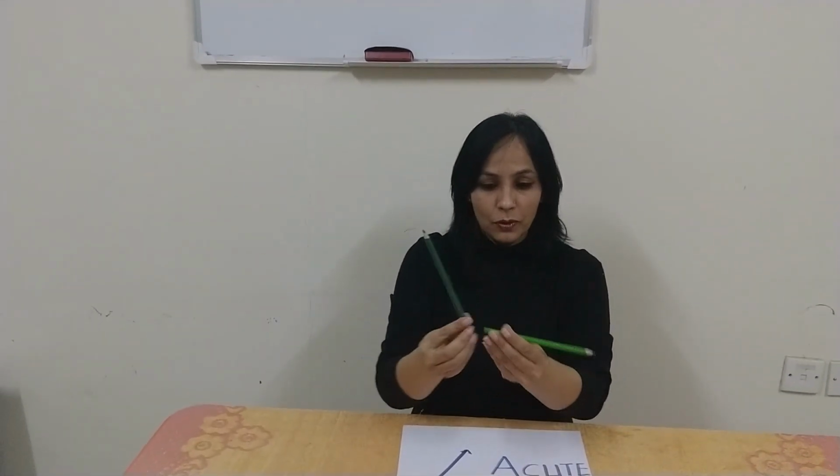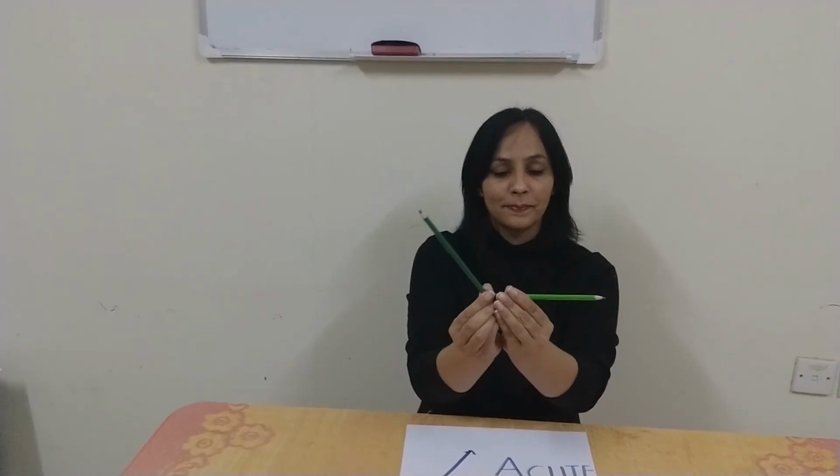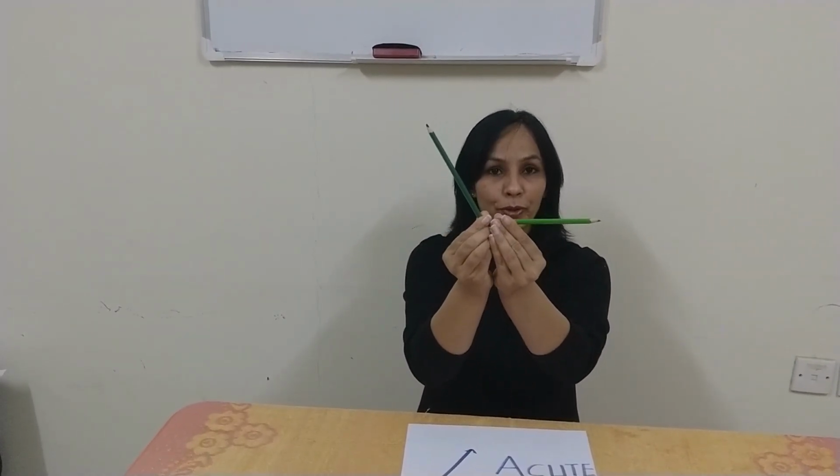Now how will I use these sticks to show the obtuse angle? I will put it like this and this way. Now if I put these two sticks like this, it is showing you an obtuse angle. If you don't want to use the sticks, you have pencils ready at home. So you can use pencils like this and you can show the obtuse angle.